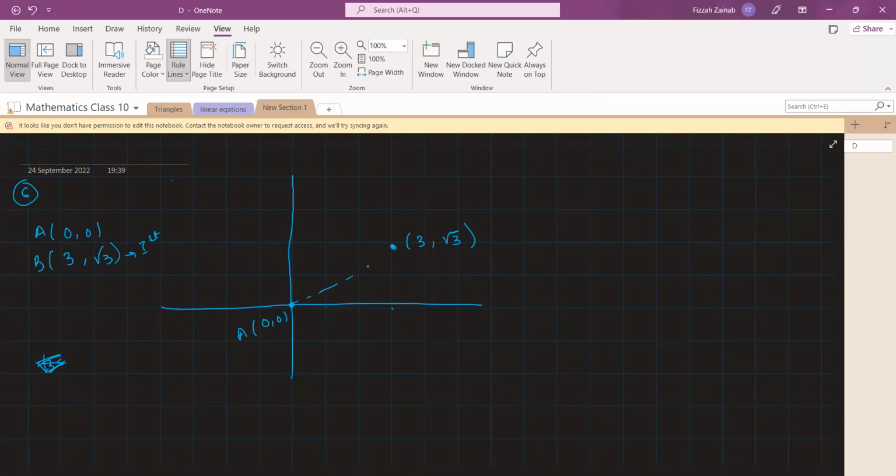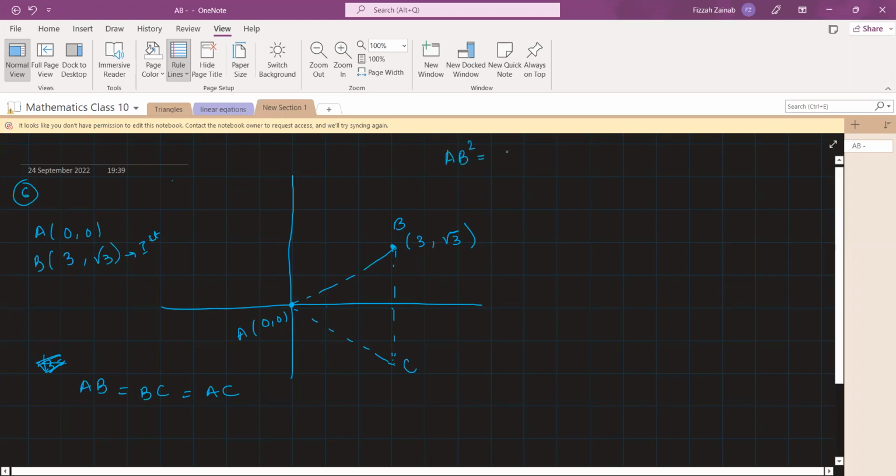So this is the triangle. That means equal here, and C. Find the third vertex. So it was not given that it's an equilateral triangle? Yes, ma'am, it's given. Oh yeah, it's given. It's an equilateral triangle. So if it is an equilateral triangle, we know that AB is equal to BC is equal to AC.